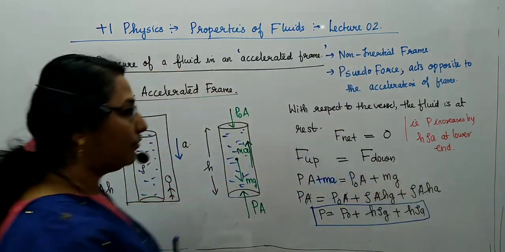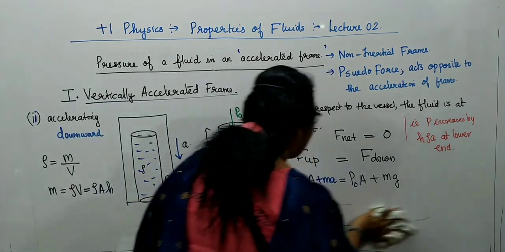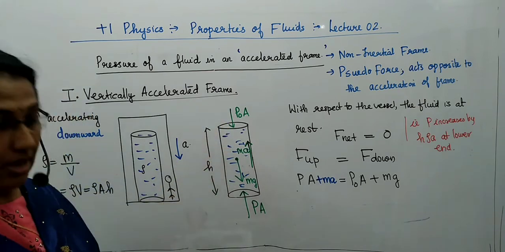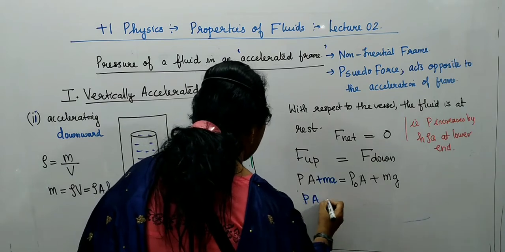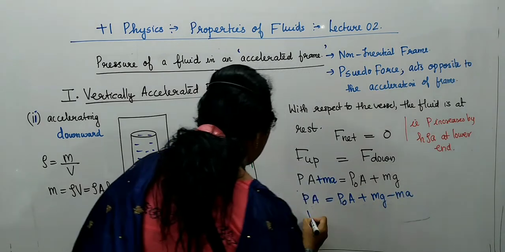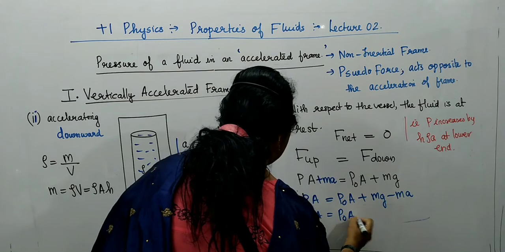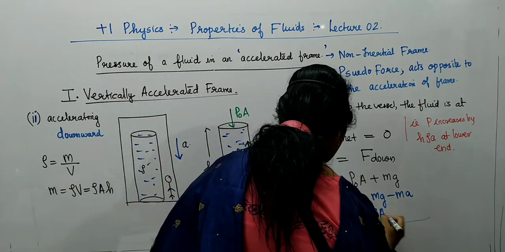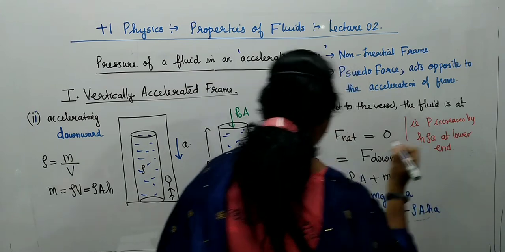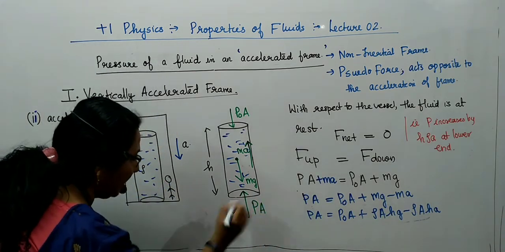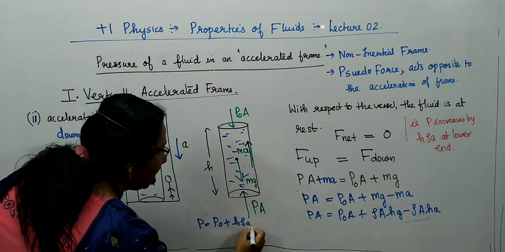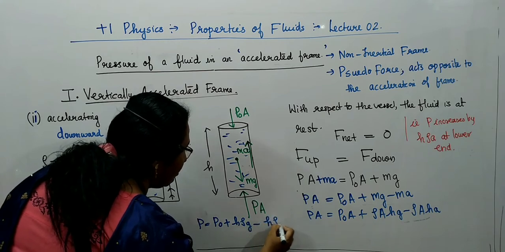Clear? Now the upward forces are PA plus ma, downward are P0A, mg. Now you will write PA is equal to P0A plus mg minus ma. PA is equal to P0A plus, what is mass? Density into area into H into g minus density into A into H into a. Clear? Or we can now write, A is cancelled, P is equal to P0 plus H rho g minus H rho a.